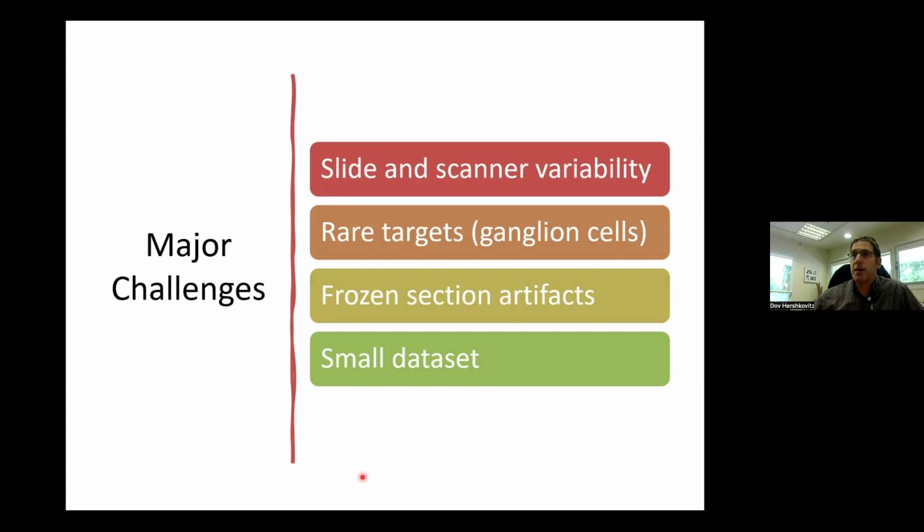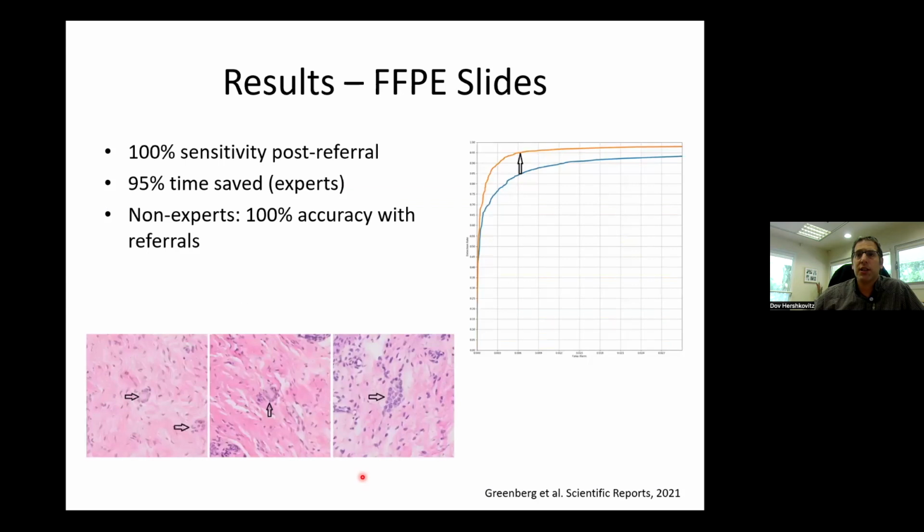So the algorithm was able to deal with that. Different medical centers have different scanners, and also there is difference in the contrast and in the color intensity between different scanners. So this was also a challenge, and we were able to overcome these challenges. And obviously, we talked about the small data set and the rare targets, ganglion cells, and also artifacts in frozen section. So we were able to achieve 100% sensitivity.